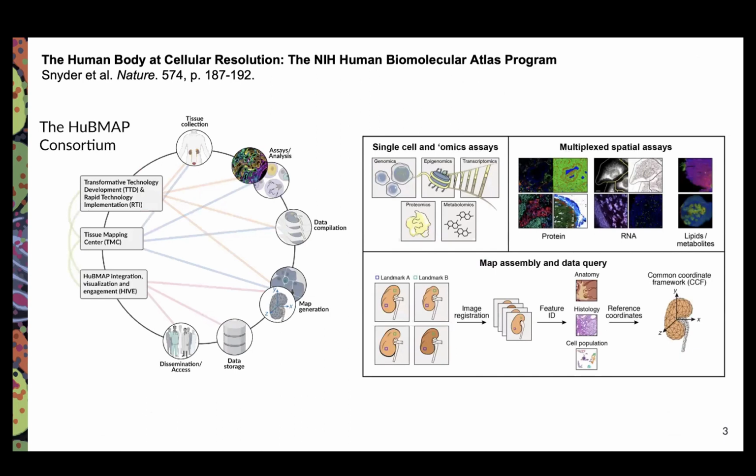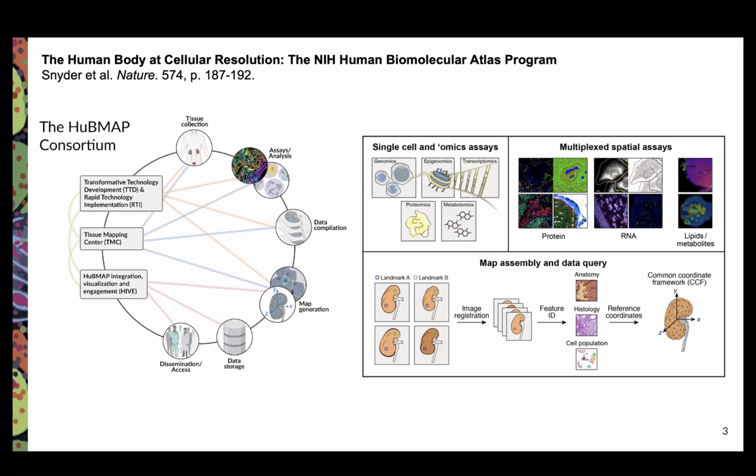Now, the way the consortium is organized is really broken into 3 primary components. The first of which are the tissue mapping centers. Our group is one of the tissue mapping centers, and these groups are really focused on a broad range of aspects of the consortium, everything from tissue collection to developing the technologies and the assays for molecular mapping, generating data, and building molecular maps for our particular organ.